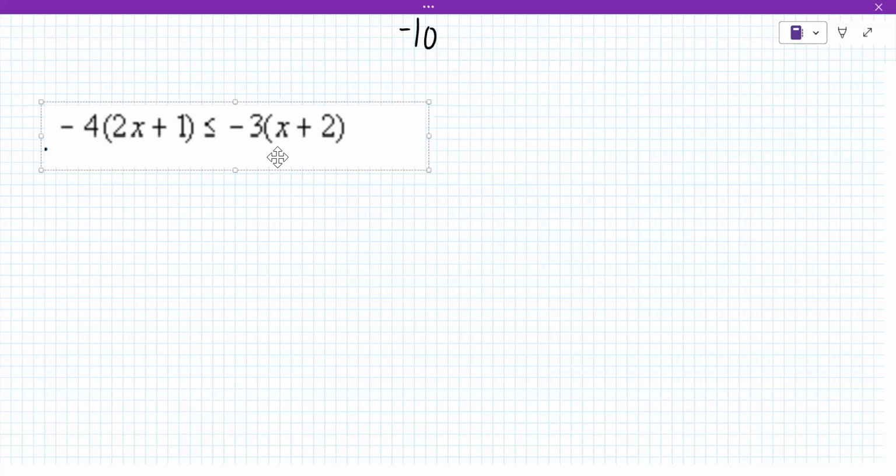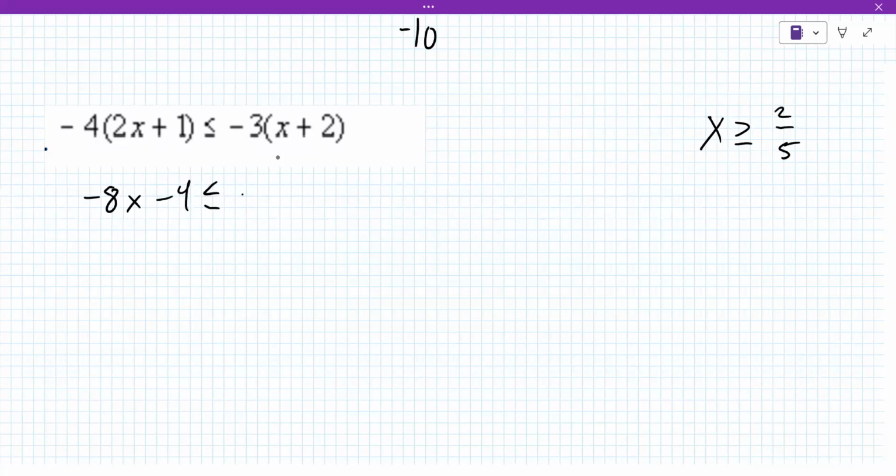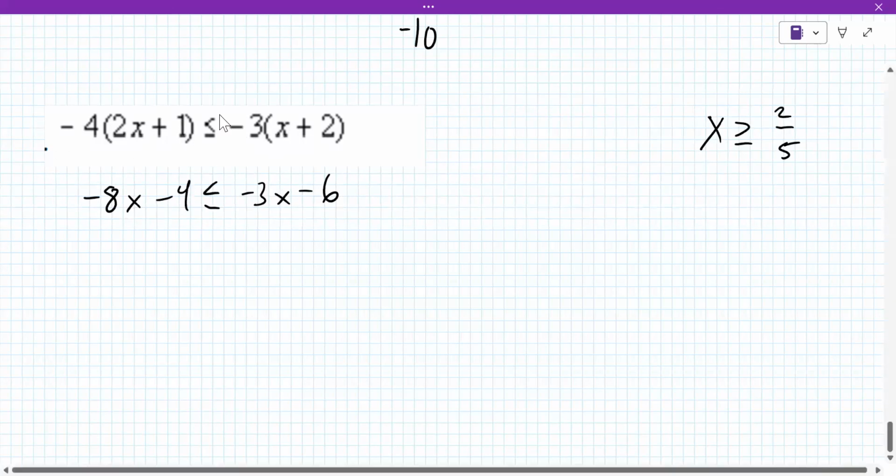X is greater than or equal to 2/5. Something like this. Okay. So now let me just check here in case you want to look at the work later. Minus 3x minus 6. I have to ask, did you distribute the -4 to the 1 and the -3 to the 2? Yes. Oh, good, good.